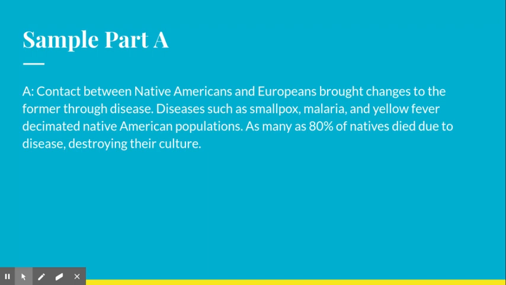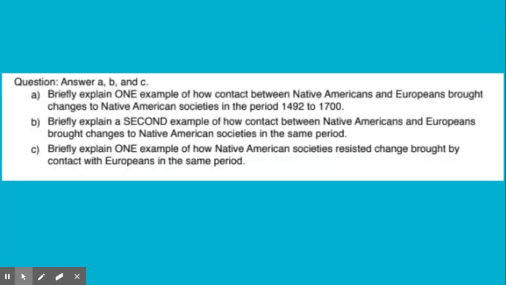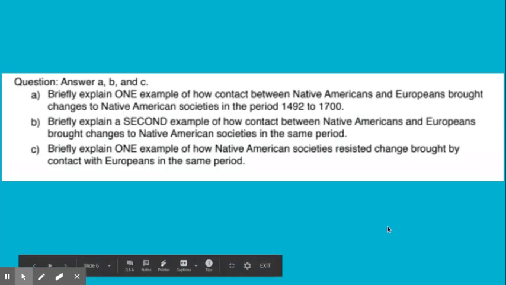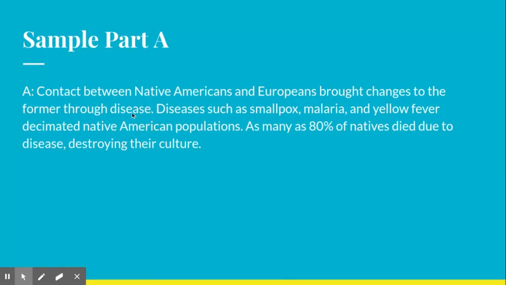It is the answer. What is my C, my cite, my example? Diseases such as, that's example, smallpox, malaria, and yellow fever decimated Native American populations. Okay, now I need to explain how did that impact? Remember the question said, how did it bring changes to their society? How did their society change because of these diseases that I've told you and given you examples of? As many as 80% of natives died due to disease, destroying their culture. I answered, I cited, I explained part A.